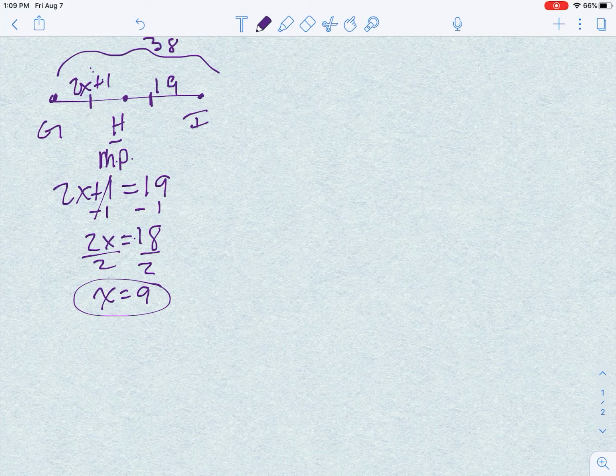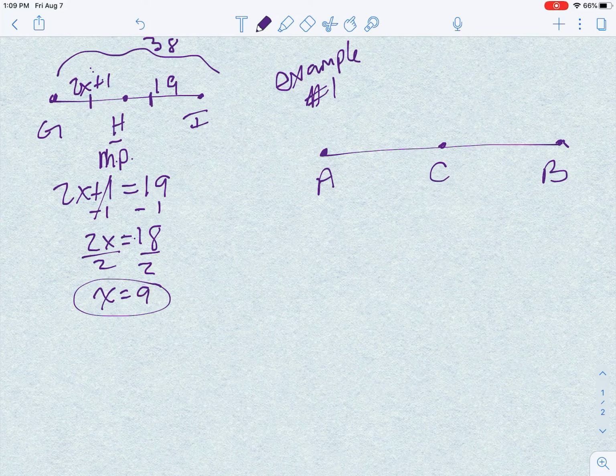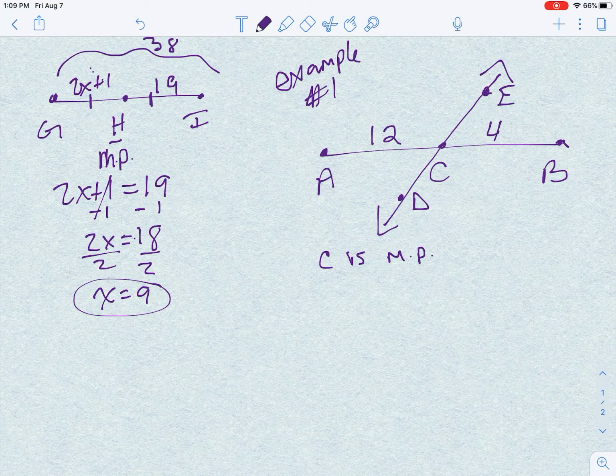Okay, I want you guys to write down this next one and then pause the video and complete it. So this is your example now. So the picture is going to be A, C to B, and you're going to have a lovely segment bisector here. We're going to call that E to D. I'm going to tell you that C is a midpoint. So if we have that information, and this is 12, and this is 4x, I want you to find what x equals. So go ahead and pause the video and complete that problem.